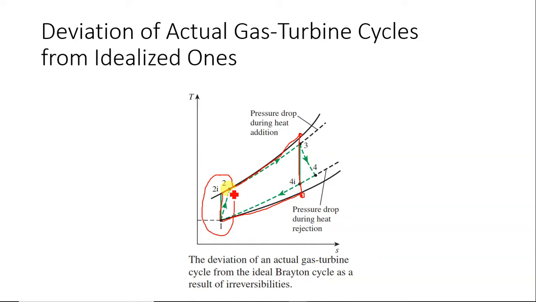Then there is heat addition at constant pressure in the heat exchanger. But in the actual case, there is a pressure drop. So here you can see this top pressure is the constant pressure, but there is a pressure drop. And here you can see the actual point is below the ideal point because of the pressure drop. Then in the same way, here you can see the 3 to 4 process.